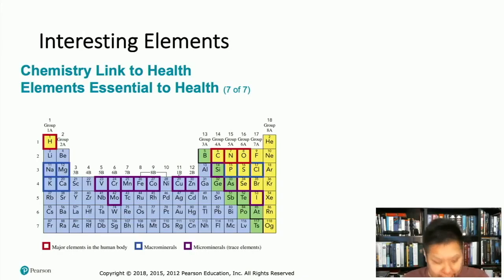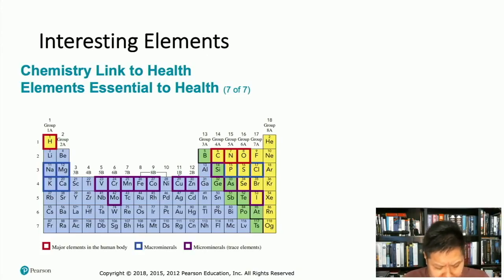Macro minerals are calcium, phosphorus, potassium, chlorine, sulfur, and magnesium. So why are those important? Of course, calcium is in your bones. Phosphorus is in your teeth and your bones, but more specifically, phosphorus is in DNA. It's also in your energy metabolism, because ATP, adenosine triphosphate, contains phosphorus.